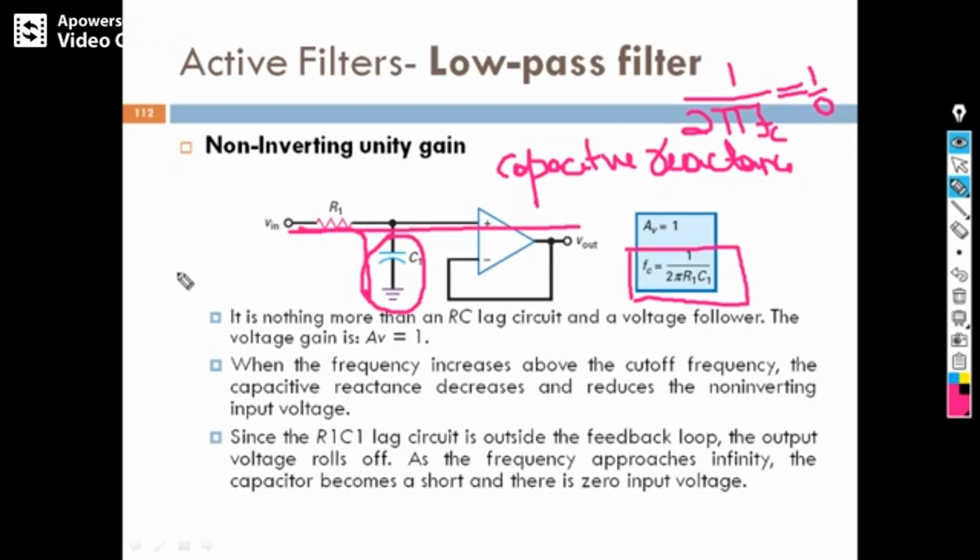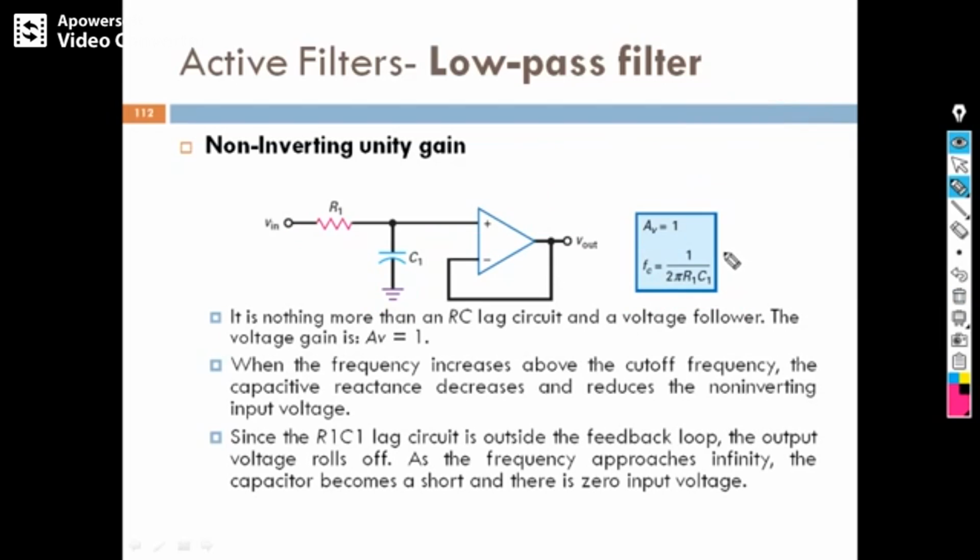Now how can you design the cutoff frequency? Cutoff frequency FC, you can design by using this formula. What is the formula for cutoff frequency? FC equals 1 by 2 pi R C1. By using this we can decide what low cutoff frequency this particular amplifier can allow. That is called the non-inverting unity gain amplifier. So move on to the next one.